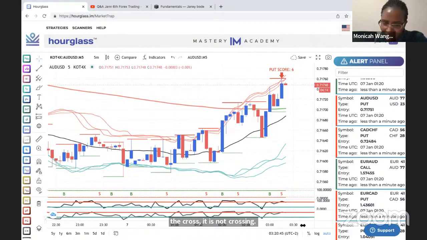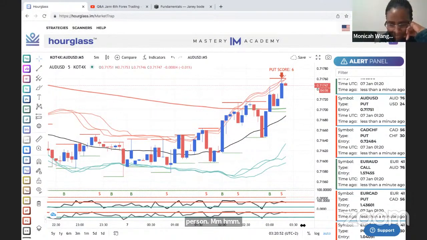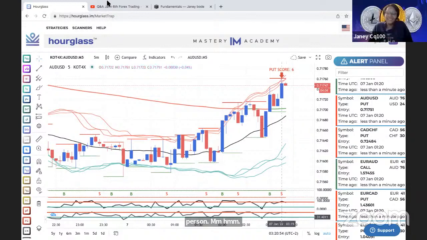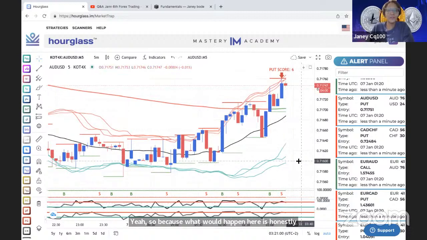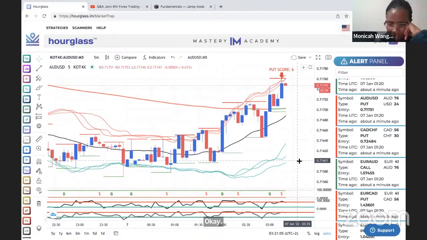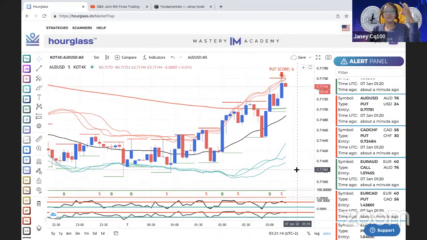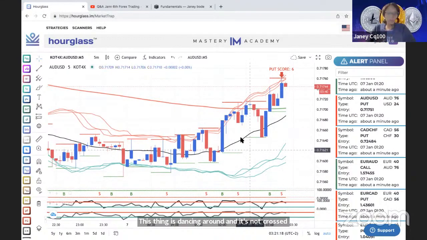The way I trade, I personally would not take that trade because it's not crossing, it's touching. Because it's kind of dancing there, it could literally just change its course. And then what? And then Monica loses some money. But I am a pretty conservative trader. So the way I look at it is this, I just need 2 good trades for the day. If this thing is dancing around and it's not crossing down, because guess what?